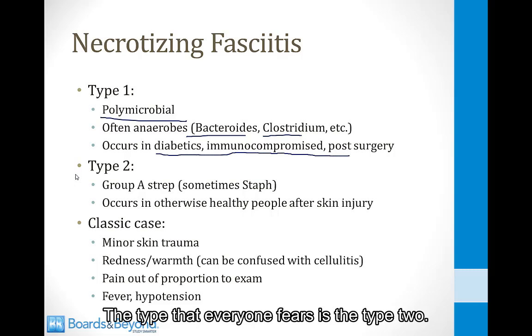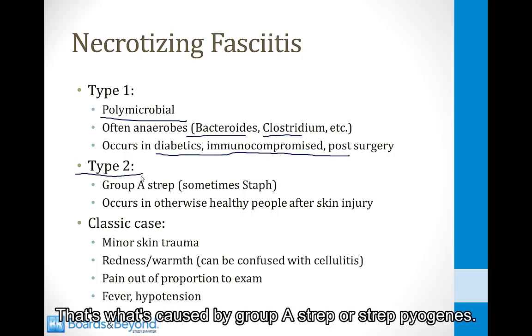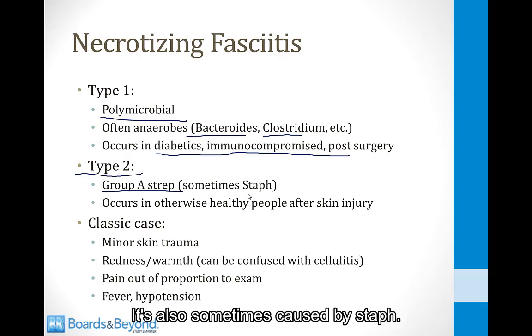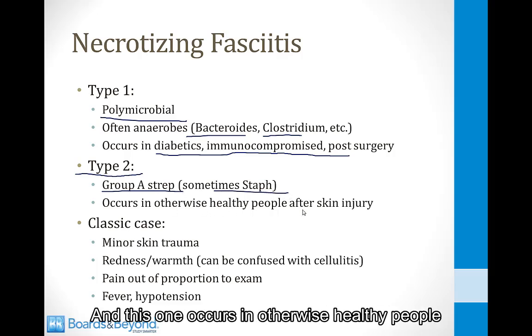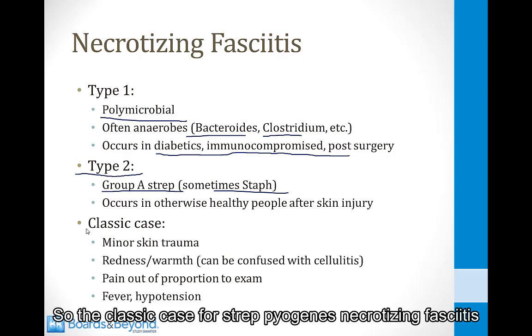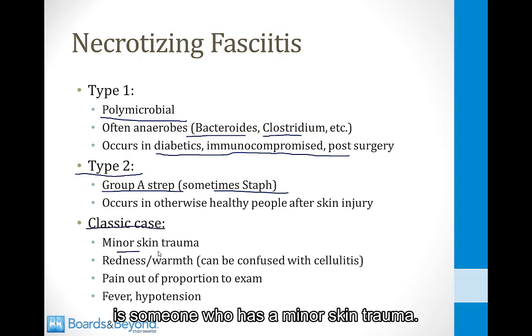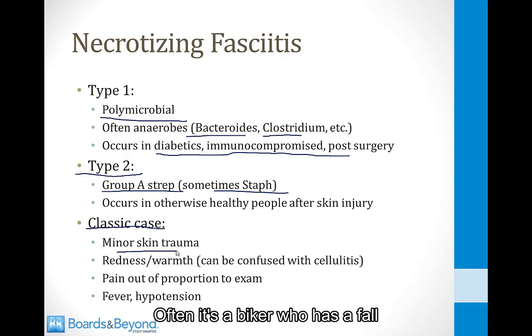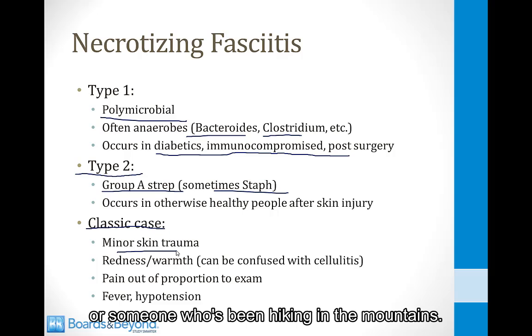The type that everyone fears is the type 2. That's what's caused by group A strep or strep pyogenes. It's also sometimes caused by staph. And this one occurs in otherwise healthy people after a skin injury, sometimes a minor skin injury. So the classic case for strep pyogenes necrotizing fasciitis is someone who has a minor skin trauma. Often it's a biker who has a fall or someone who's been hiking in the mountains.